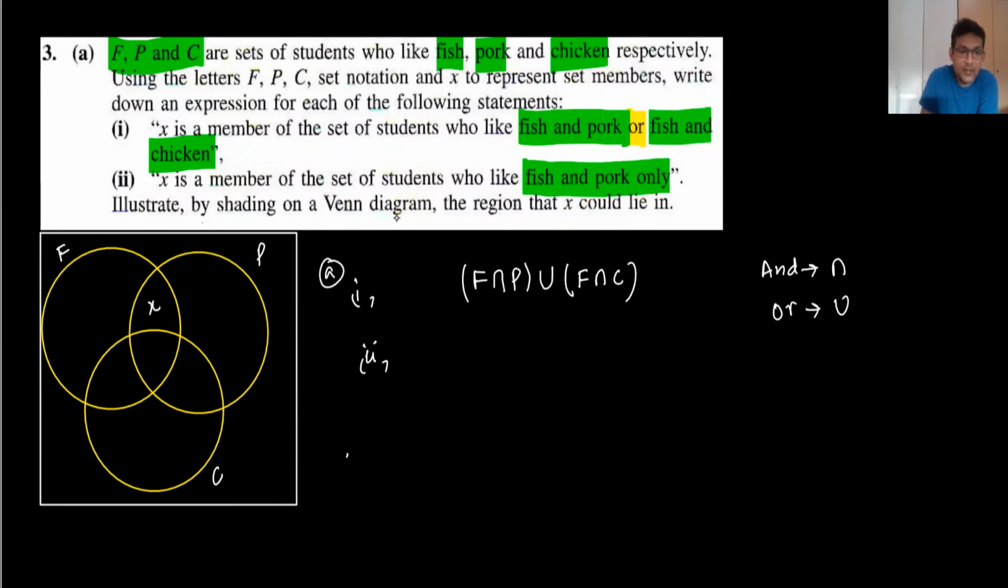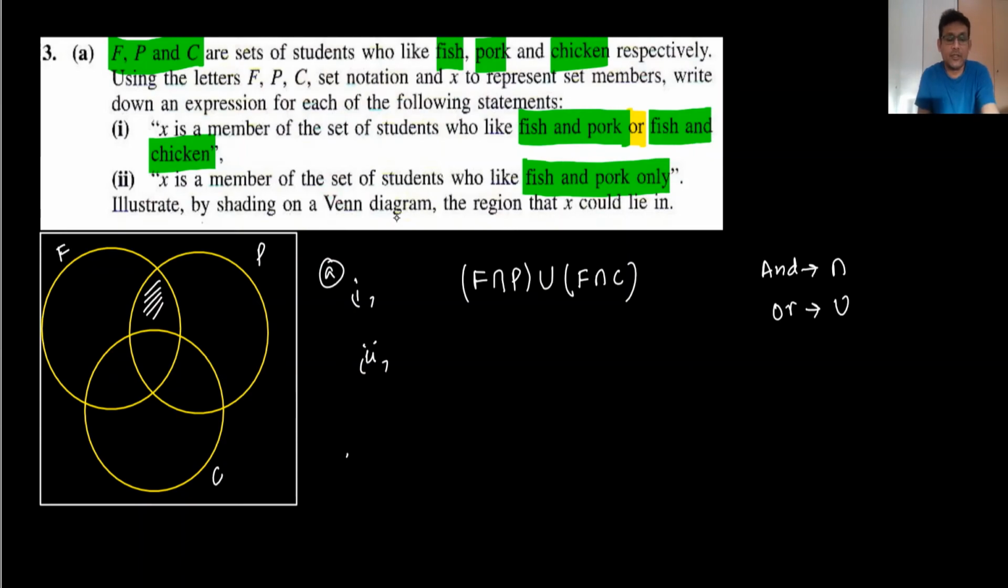This area is pork and chicken only. This area is fish and chicken only. When you're talking about chicken only, then this area. And this area is at least fish, pork, and chicken, the complete all three areas. So X is a member of the set of students who like fish and pork only. So this is X, right? By shading the Venn diagram, the region X could lie in it. So this is the area, I think so.